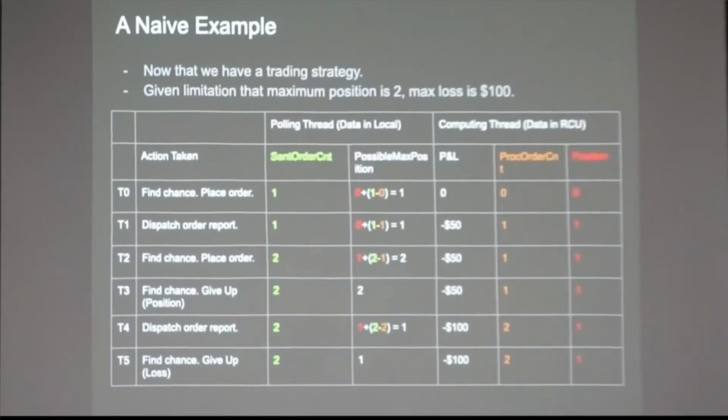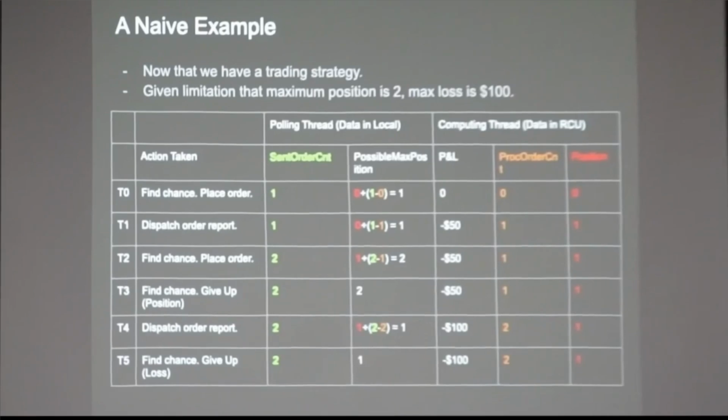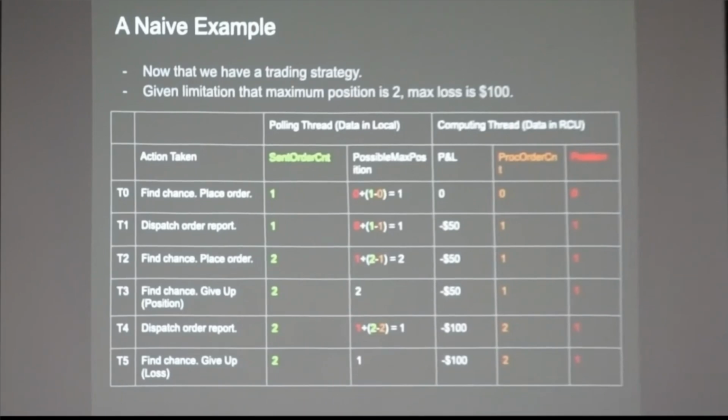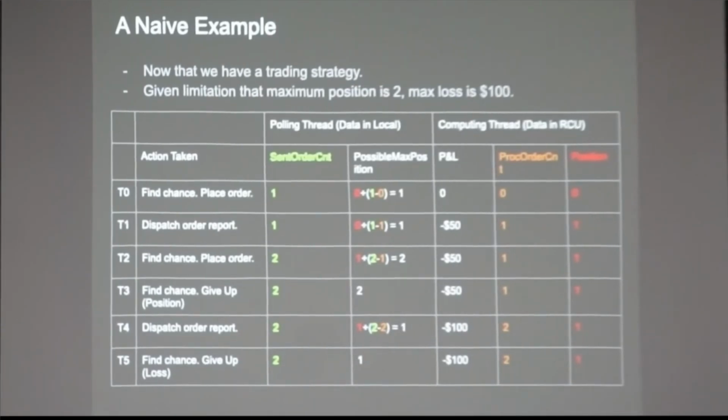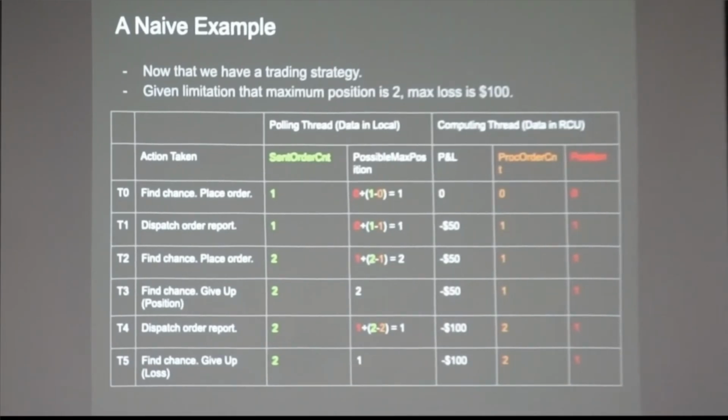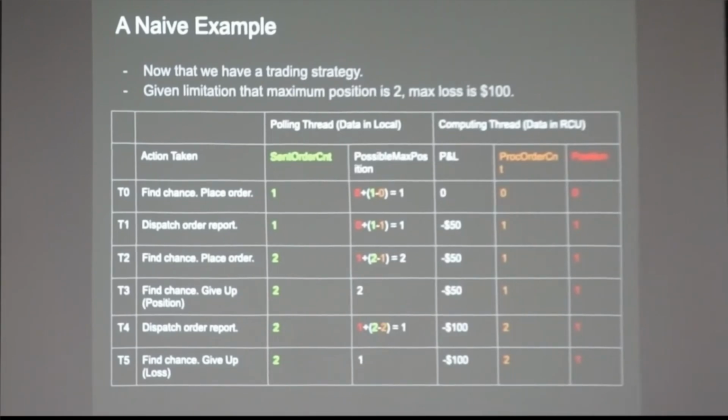But how do we update data back to the polling thread with minimal penalty? That's where RCU comes in as a great choice. The only challenge is how to adjust the algorithms to work correctly with RCU. We introduce a derived variable called possible max position. When any order is sent, we treat it as if it will be filled. If not, we fix it when we get a response showing the order has been rejected or cancelled.